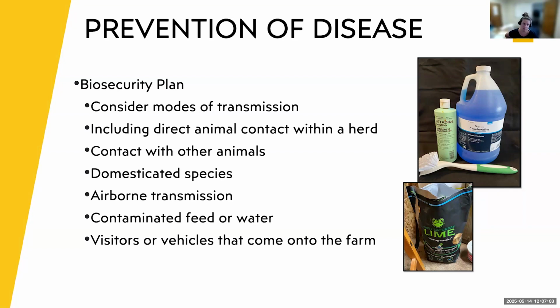So some of these affect all ruminant species. So you do have to consider what wildlife, or cattle, or if you're primarily sheep, what goats they might be in contact with, because some of these can affect all species. And then obviously your feed and water, as well as any visitors, vehicles, or equipment coming onto your farm that could be bringing some of these onto your farm.